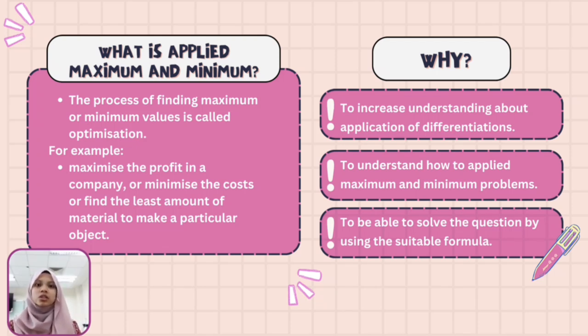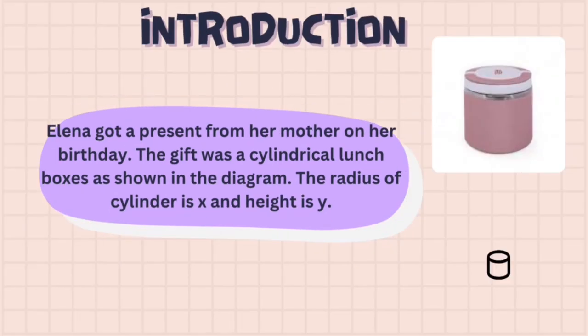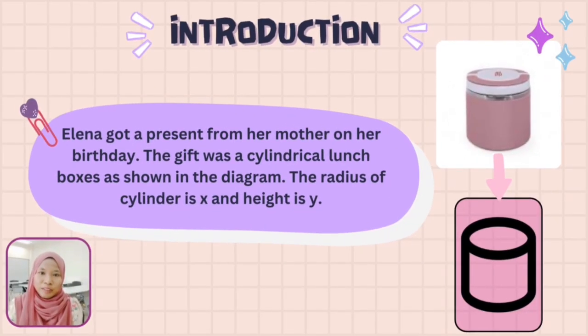We need to learn this to increase understanding about application of differentiation. Second is to understand how to apply maximum and minimum problems. Third is to be able to solve the question by using the suitable formula. Next, the thing that we use to apply maximum and minimum is a cylinder box. The introduction of the cylinder box is: Elena got a present from her mother on her birthday. The gift was a cylindrical lunch box as shown in the diagram. The radius of the cylinder is x and the height is y.